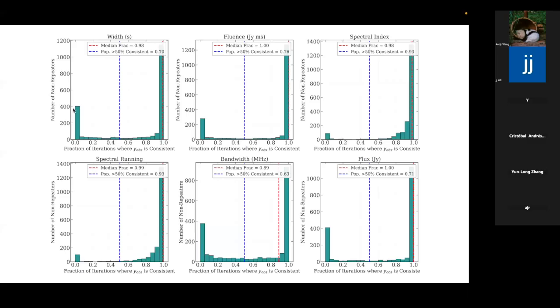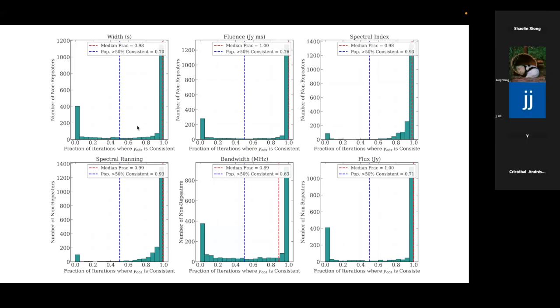And if you take a look at these non-repeaters, these are the ones which are always consistent with the 1 sigma trend line. Now, to compare whether these numbers are consistent or not, we did the same analysis with all the repeater bursts, and then we observed the following thing.